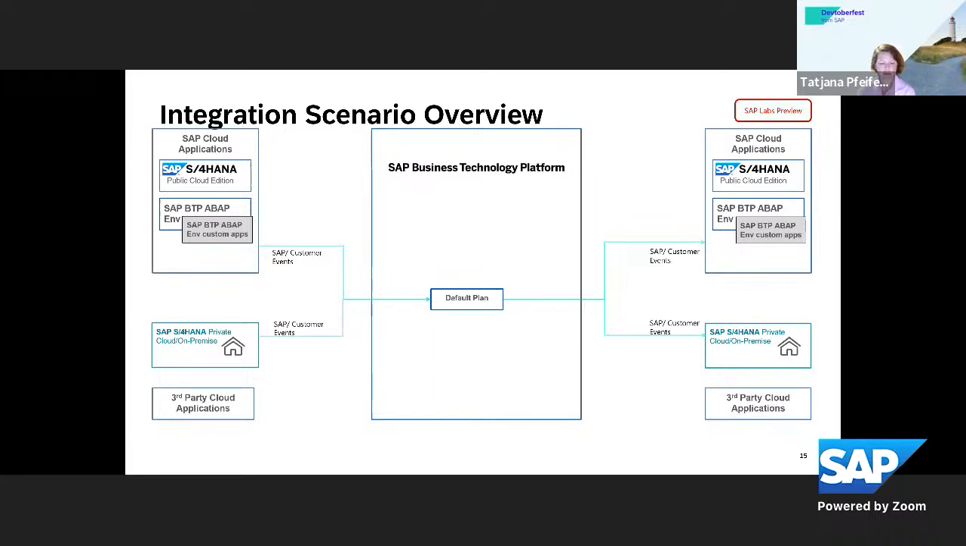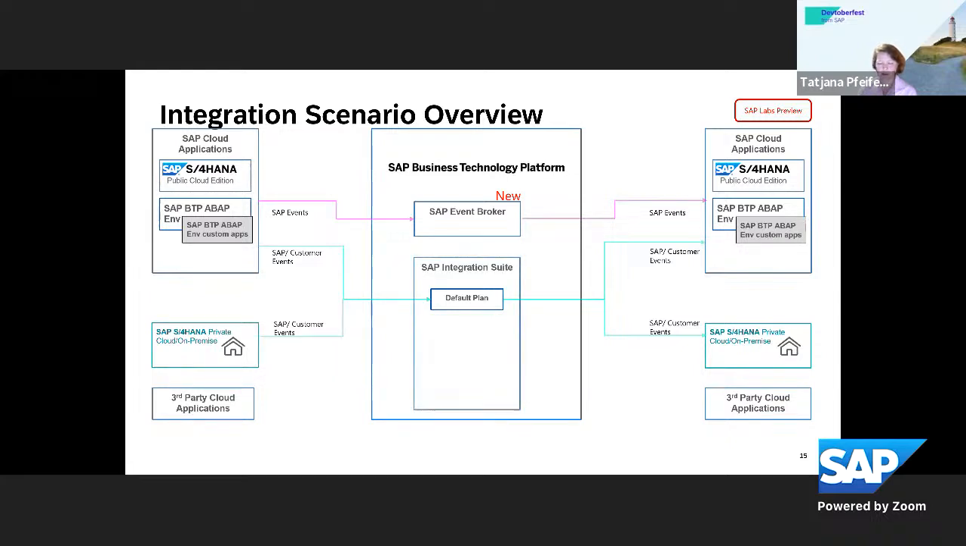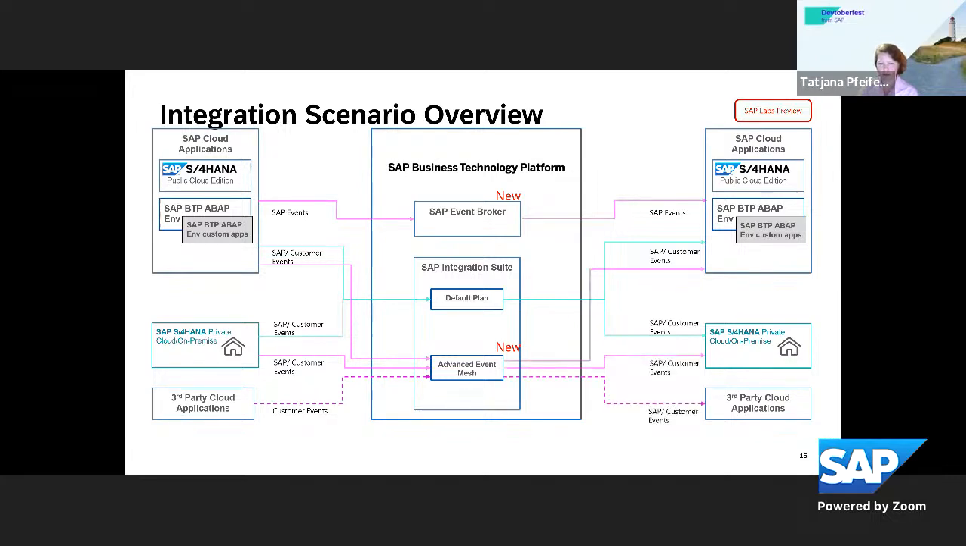In addition to this, we will add a highly automated integration with the SAP Event Broker, which allows you to build integrations between SAP applications. And if you need integrations for high volume scenarios, you will be able to use the Advanced Event Mesh service plan soon for on-premise and for S/4HANA Public Cloud Edition systems, so that you can develop integration scenarios at your needs using SAP and customer event types.